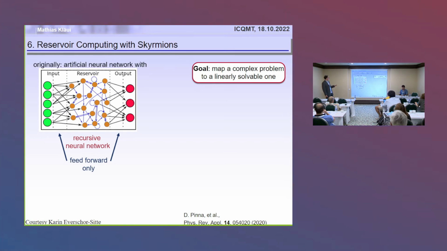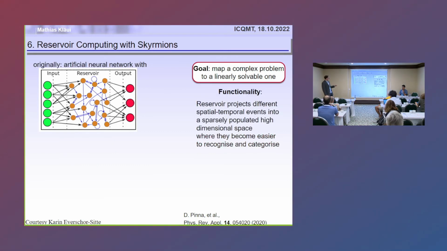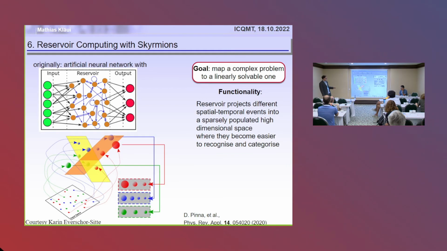So it comprises an input, a reservoir, and an output. And then the network that we use here does not need tuning, so the connections inside don't need tuning. We only tune the output. So there's no problem with training. And what it does, it projects, for instance, this ensemble of these blobs into a higher dimensional space where they can easily be separated into these different classifications.